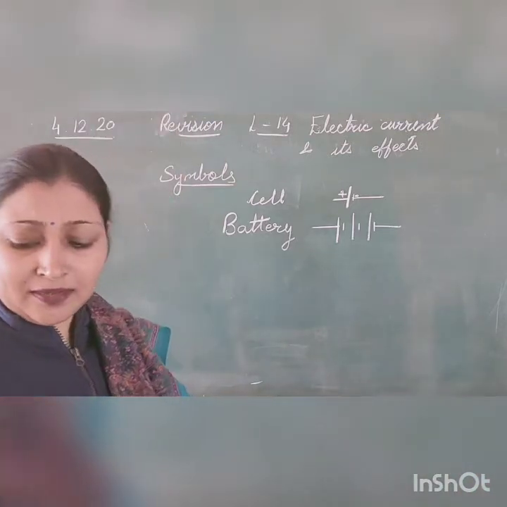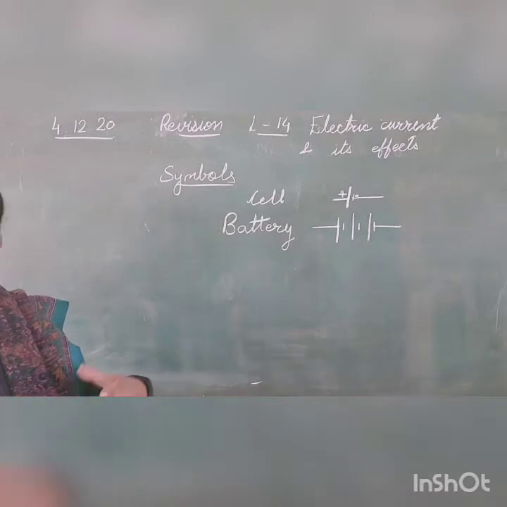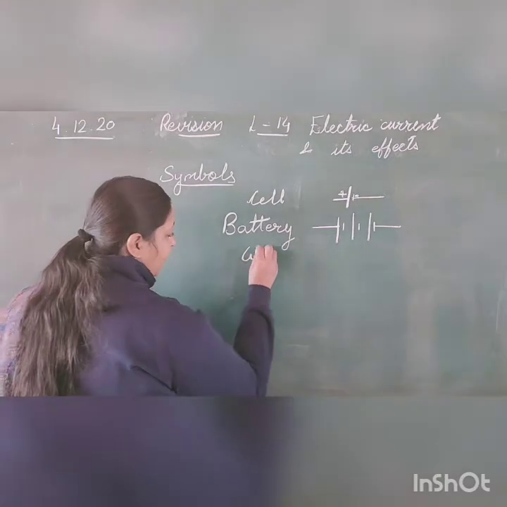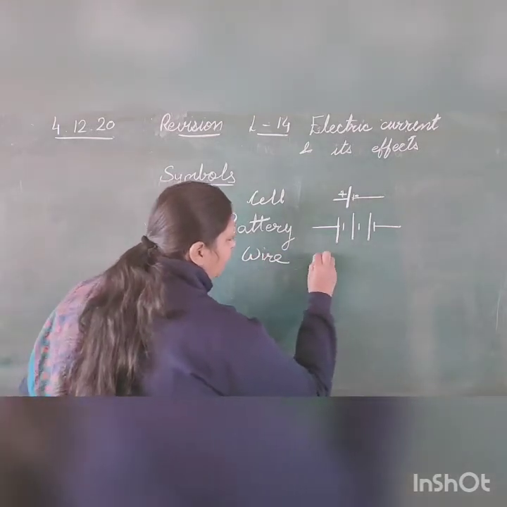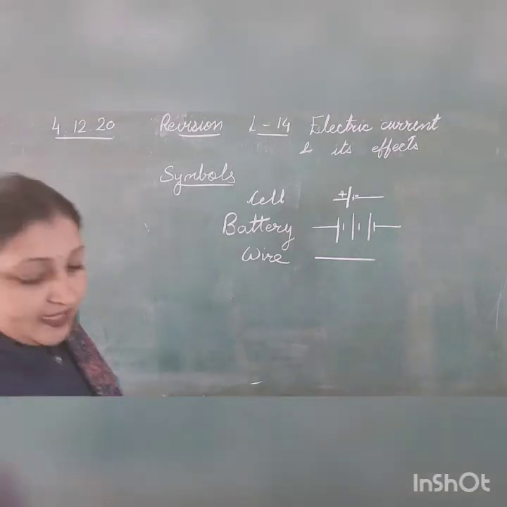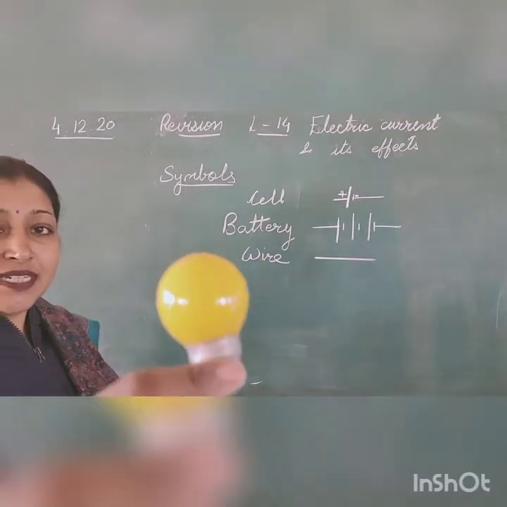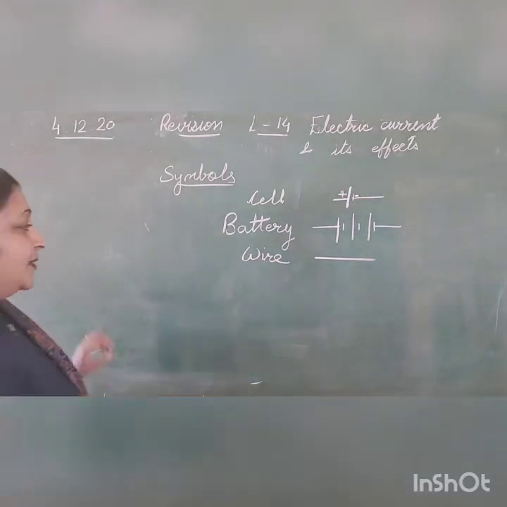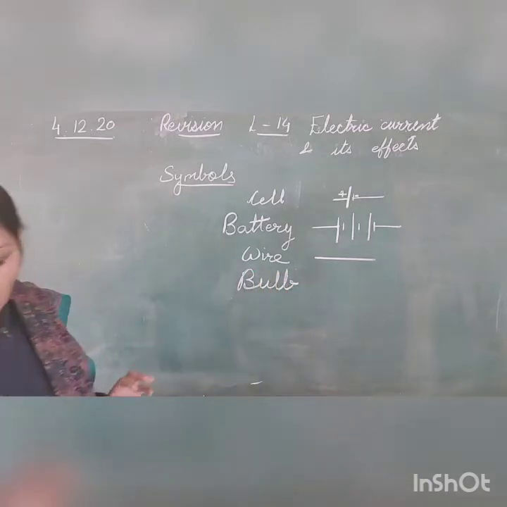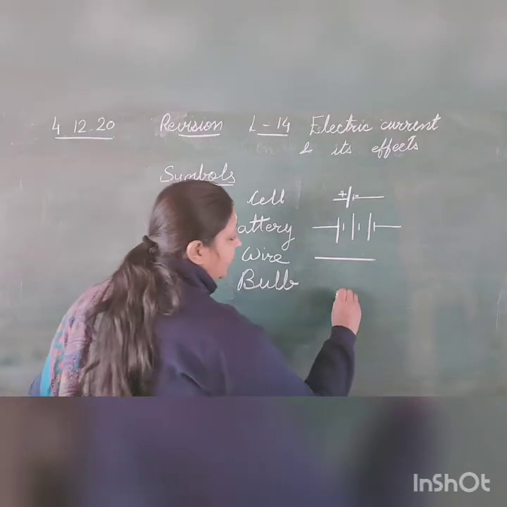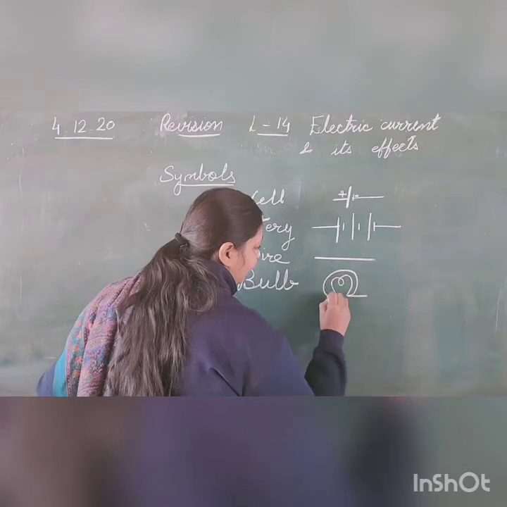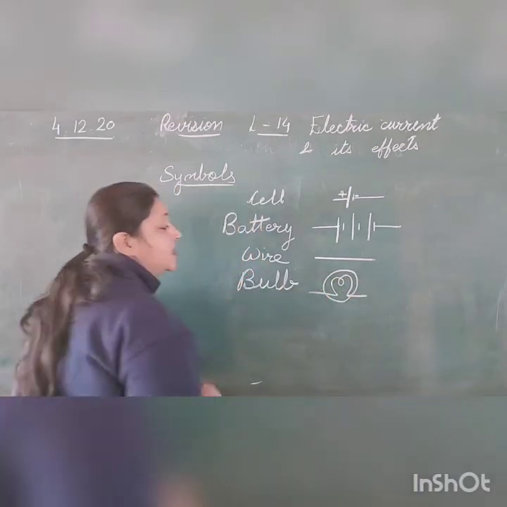And next, can you see what this is? Everyone is using it. Yes, even to charge your mobile phones you are using these cables. And what is this? Wire. Yes, it is an electrical wire which we can represent simply with a line. Then next is this. What is it? Bulb. All of you know that. And how can we represent a bulb? We can represent a bulb simply like this. So this is our bulb.